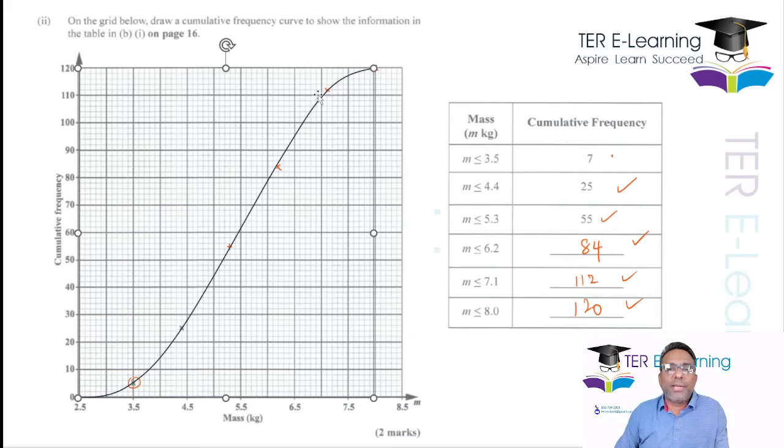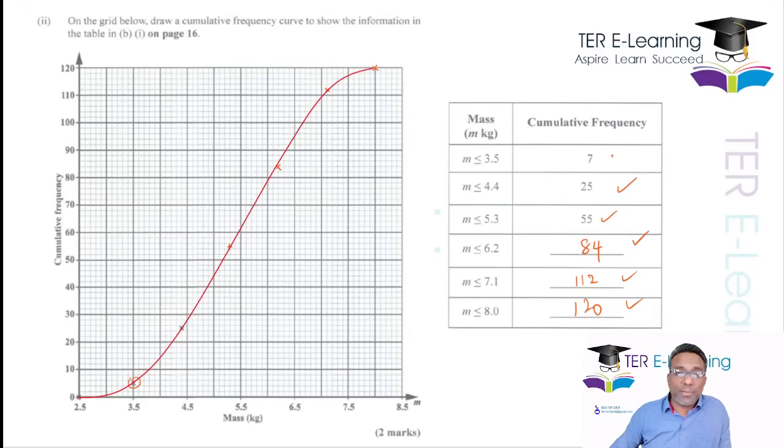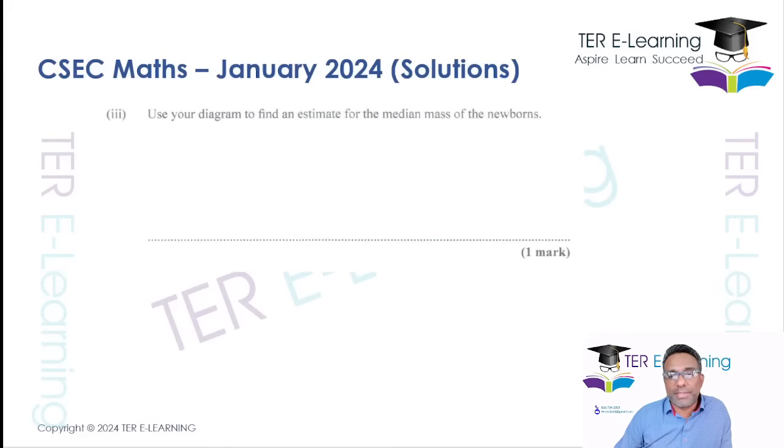Right, so that's my curve here. That's my cumulative frequency curve here, right? So remember, you have to draw a curve of best fit, right? So that's my curve there. And what am I going to do with that now? They want me to calculate something. Yes, they want me to estimate the median mass here now.